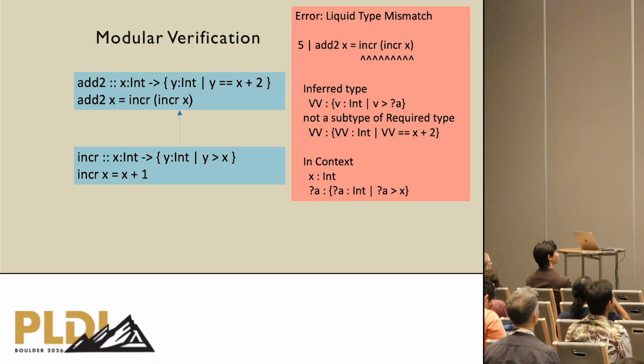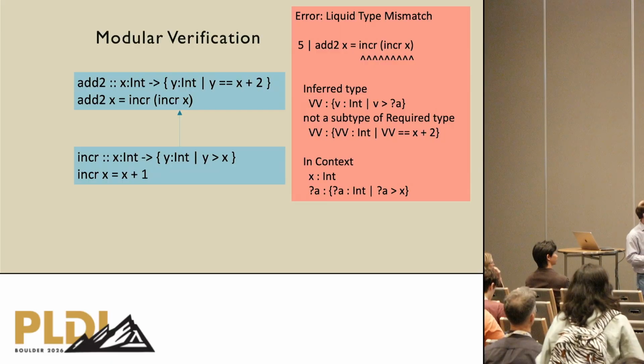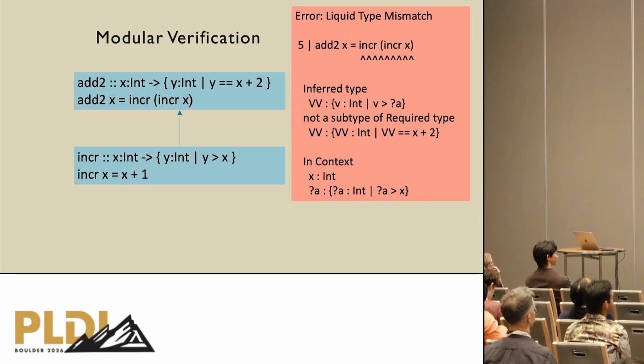Okay, so we have add 2, we have infer. Add 2, we're saying the output is exactly 2 more than the input. Infer, we're saying the output is greater than the input. This is not going to work for our verifier because we have what's known as a modular verifier, which means we're verifying the functions modularly. And the verifier is only looking at the specifications of functions that are called. It's not looking at the definitions.